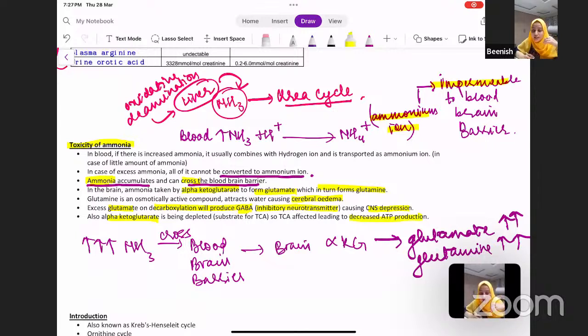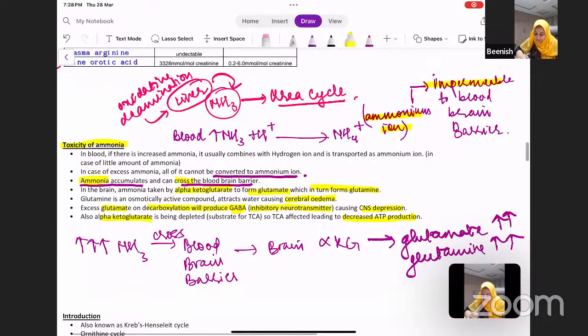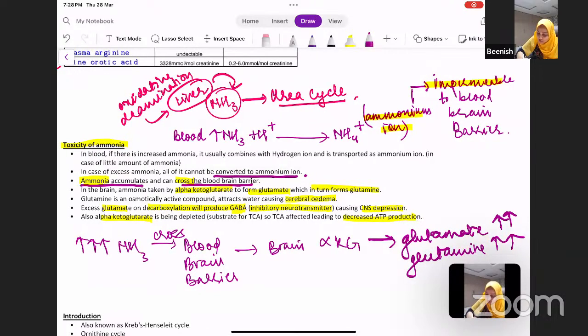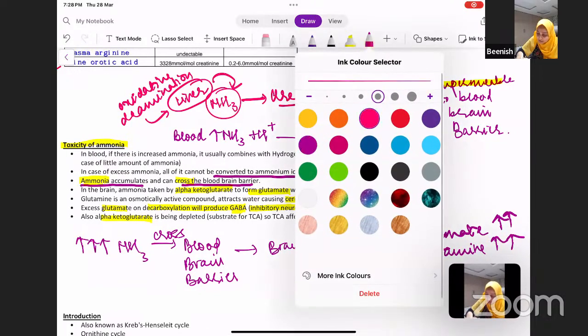So there is decreased ATP production, and also ATP is being used by glutamine synthetase. Glutamine synthetase is the enzyme which converts your glutamate into glutamine. So that reaction is also increased. So there also your ATP is being used. So in turn, there is additional ATP depletion. So there's further depletion of ATP. So what all is happening in the brain?